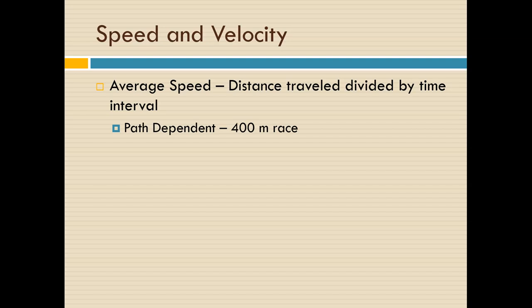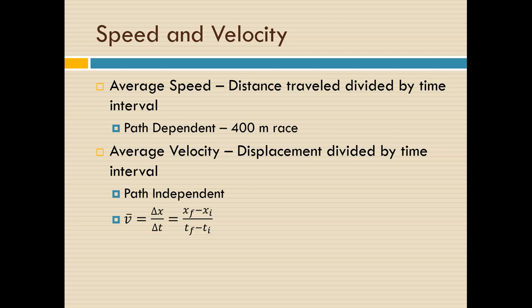So if we've got something that involves distance, then shouldn't we have something that involves displacement? Well, yeah, that makes sense. And so we get average velocity. The definition of the average velocity is the displacement divided by the time interval. That is to say, what is the change in the x position divided by the change in the time?